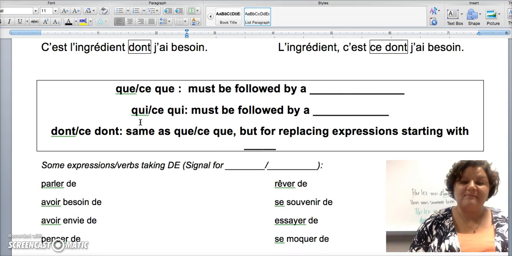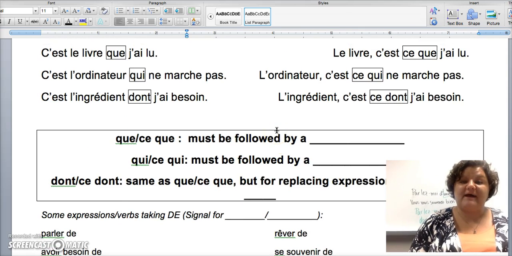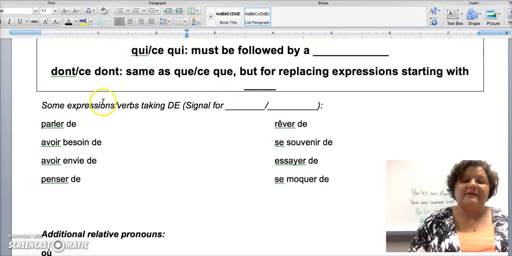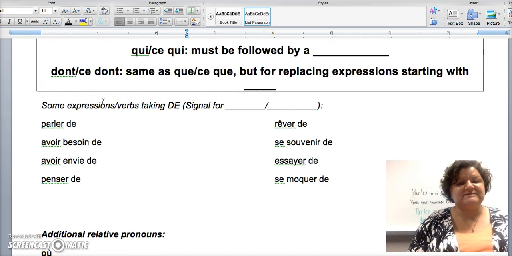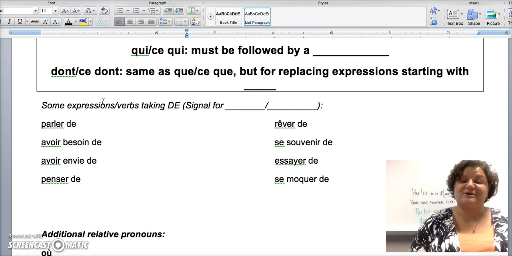Qui or ce qui are going to be followed by a verb itself. So, because qui is kind of standing in almost like a subject, c'est l'ordinateur qui ne marche pas. And then dont and ce dont are the hardest ones for English speakers to pick up on because you have to remember which expressions take de. So, things like parler de, avoir besoin de, the one I used in the example, se souvenir de.